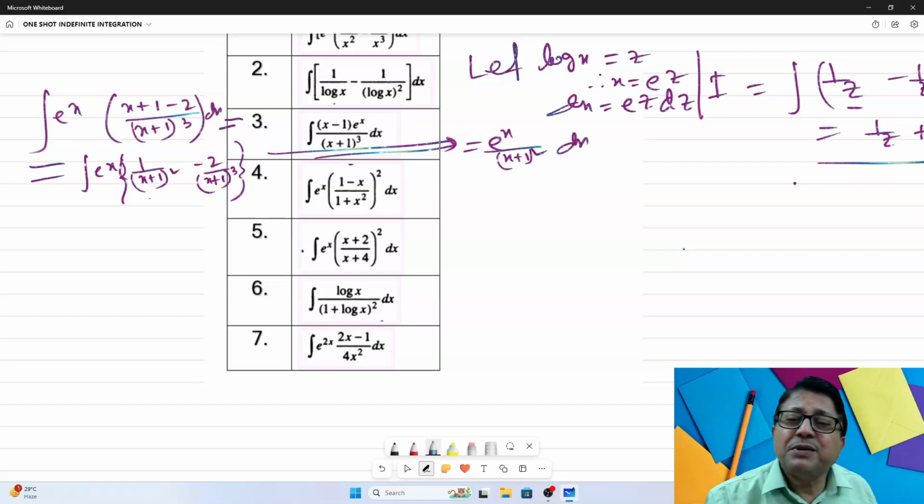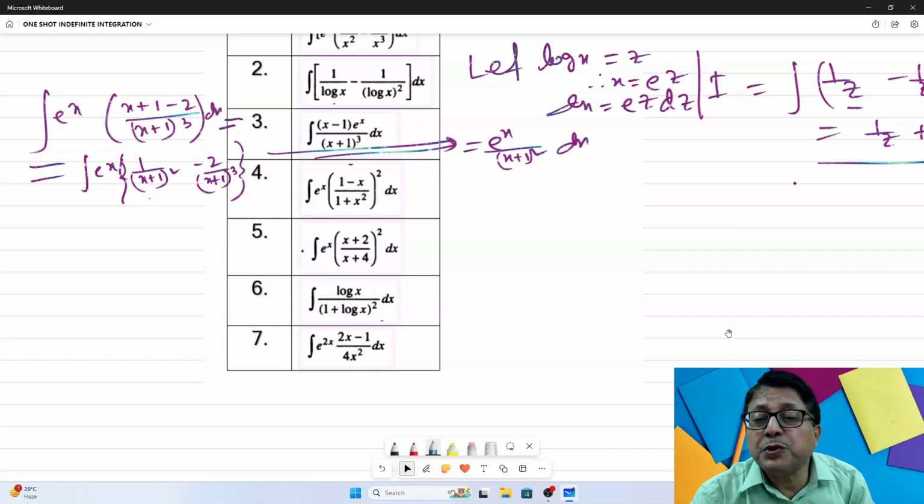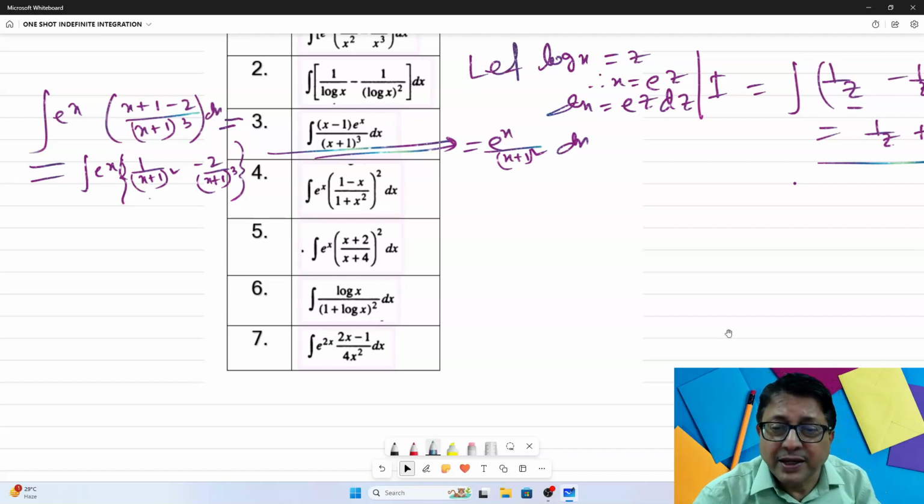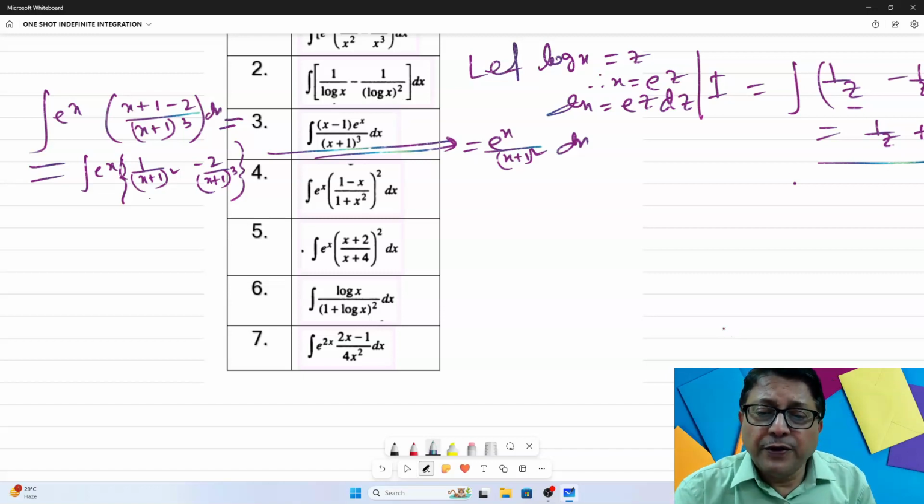All these sums you can do by a similar method. I am not going to do all the sums, but you need to practice them before your exam. I will be sharing the worksheet with you. Practice these few sums, express them in this form, and then write the answer directly. But remember, for board exam you need to show which one is fx, which one is f dash x. Okay, just let me do another one for you.